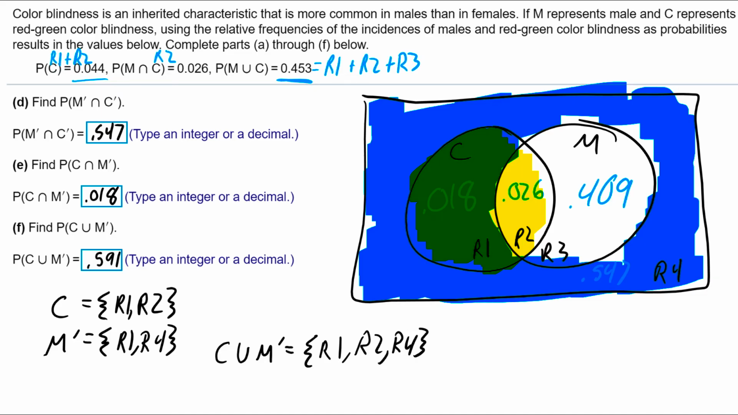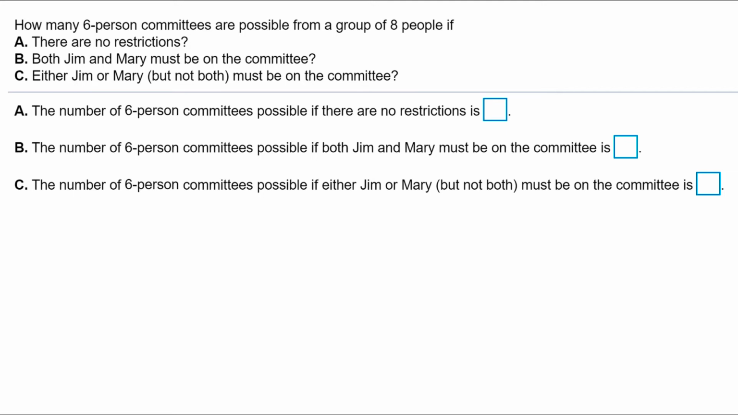So remember, with unions, and especially with complements, but just unions in general, look at the first part, then look at the second part, then combine them. Don't try to look at them both at the same time. Looking at them both at the same time is what the intersection is, not the union. All right, let's move on to the next one.